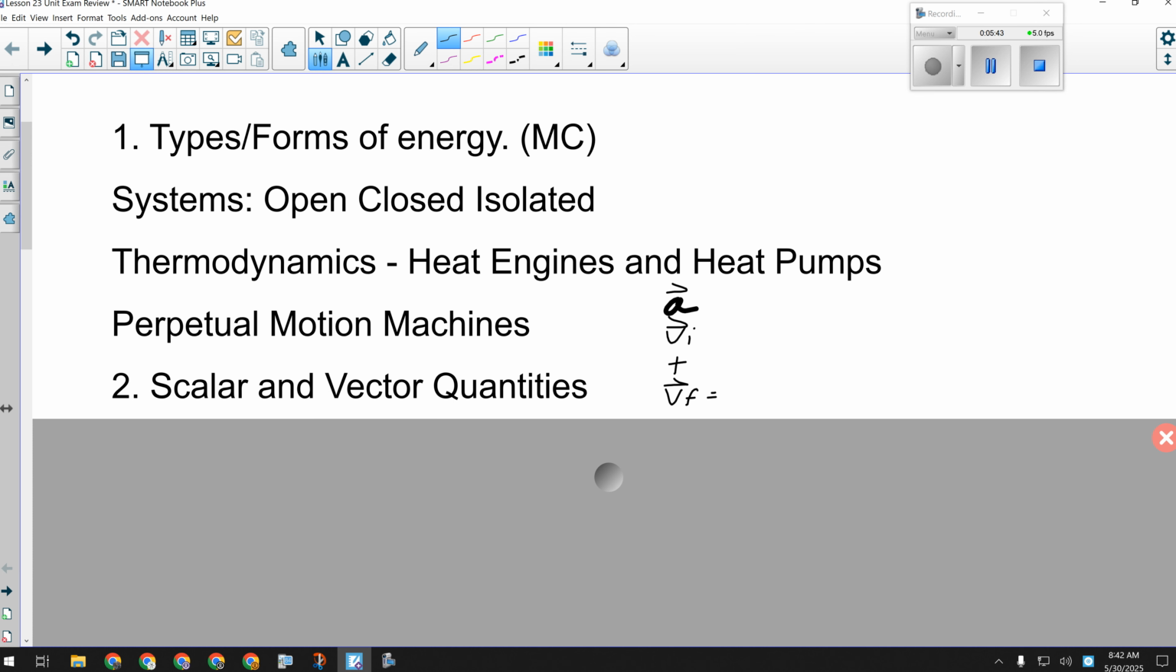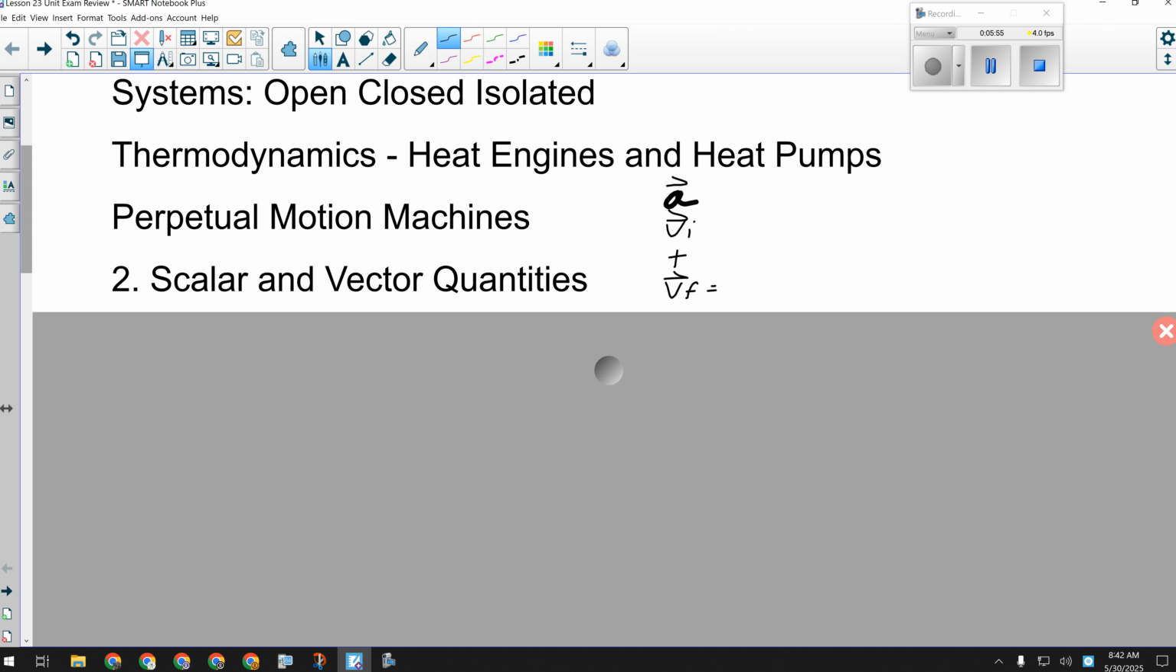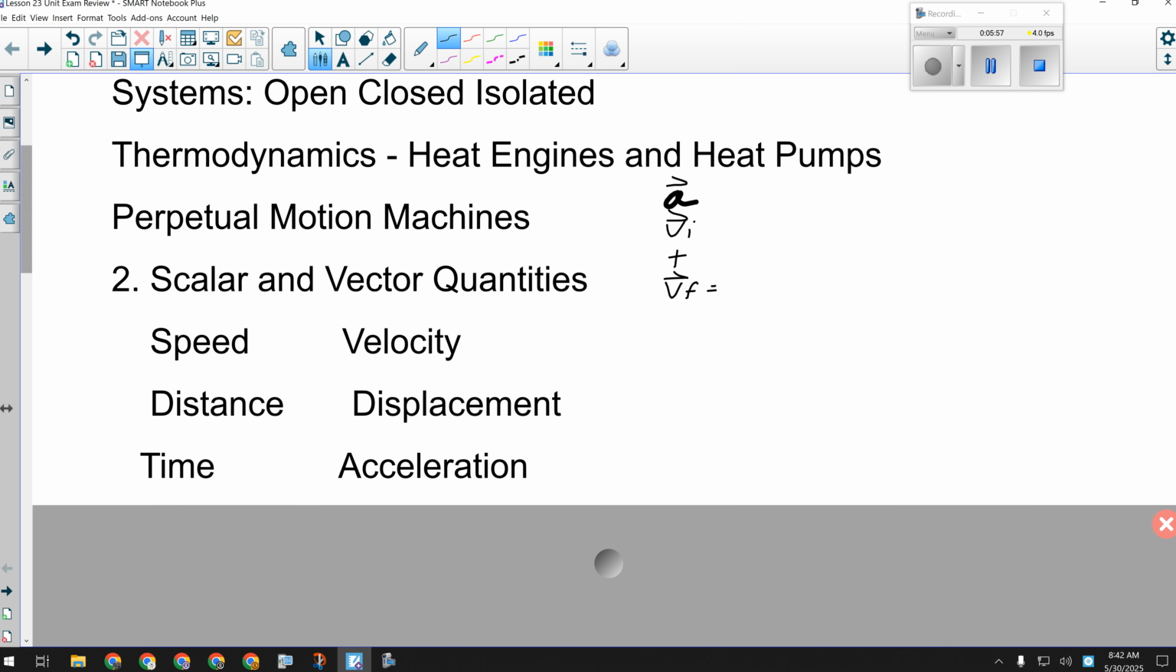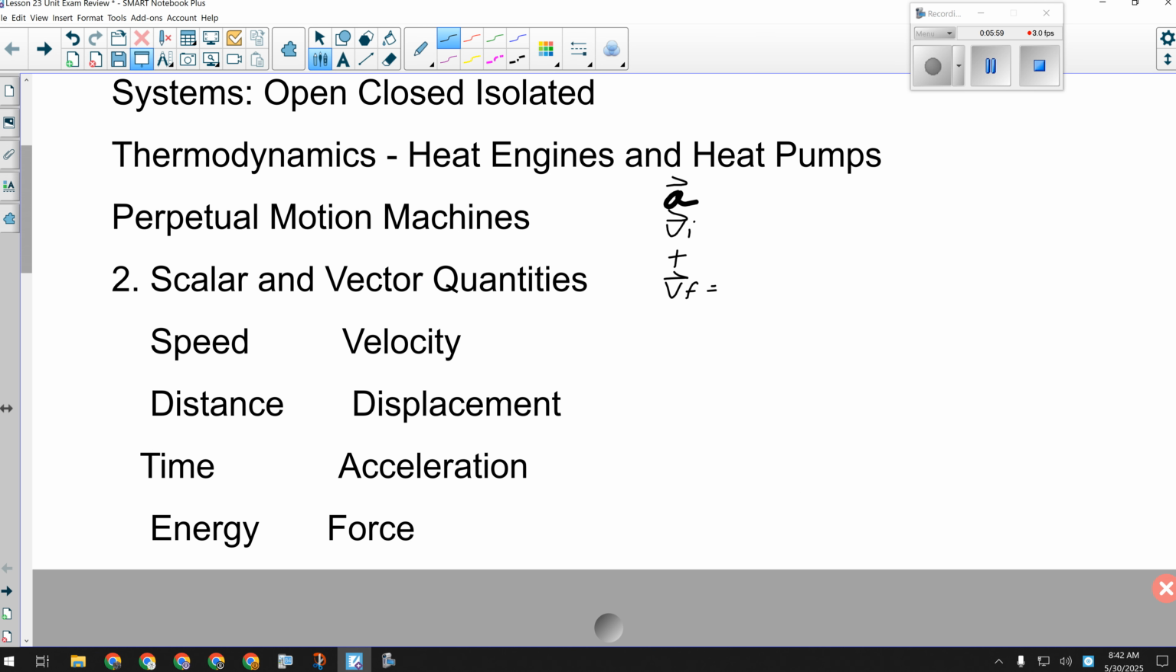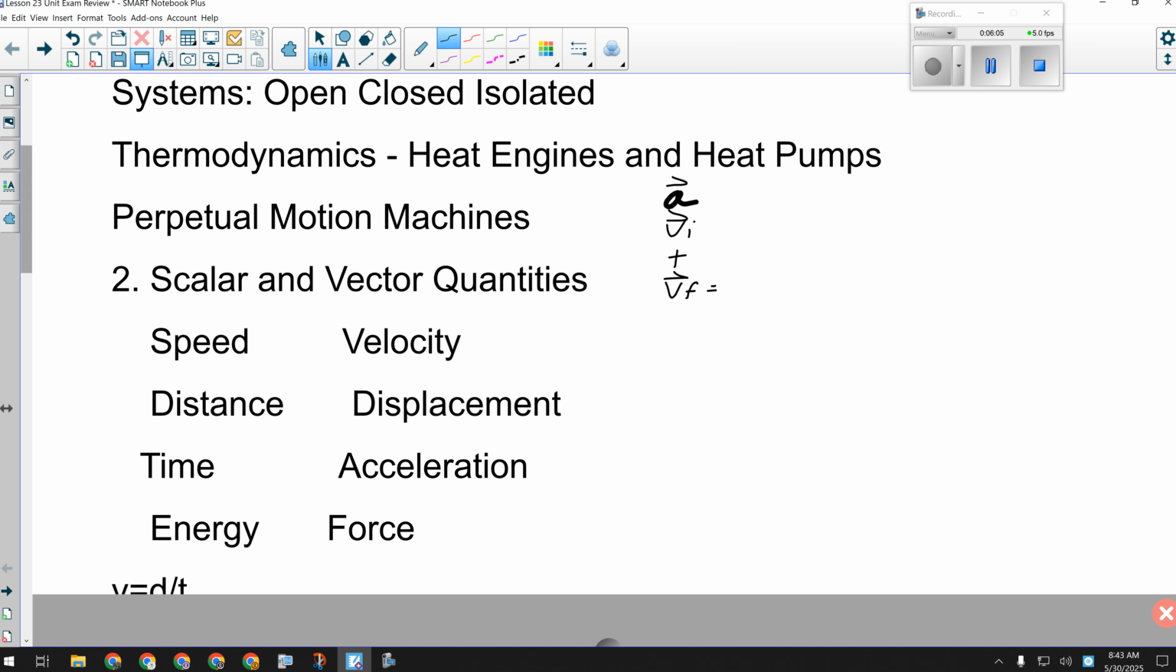So if a question is asking you to solve for this, one of the things you've got to be able to do is go, is that a vector quantity or a scalar quantity? Because you solve for them differently. Okay. All right, so scalar and vector quantities, that was mostly v equals d over t. Okay, so here are our scalar quantities: speed, distance, time, energy, okay, velocity, displacement, acceleration, and force.